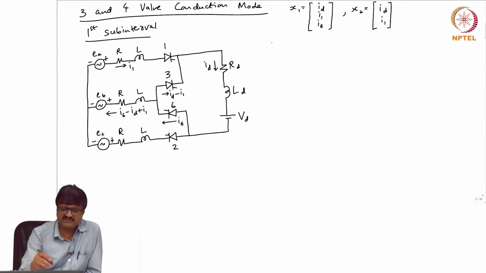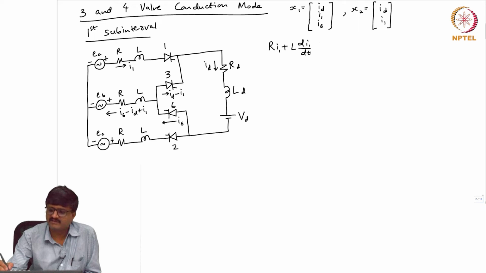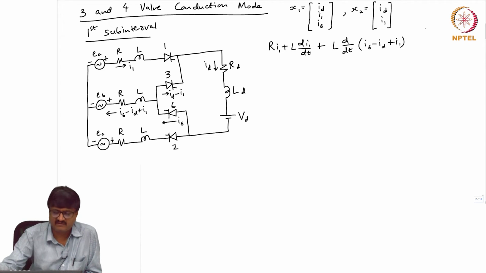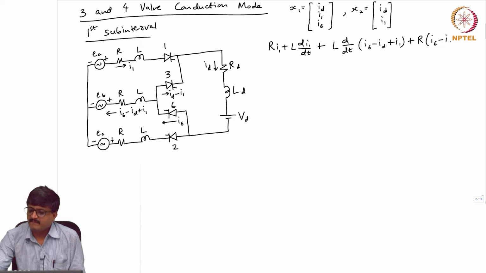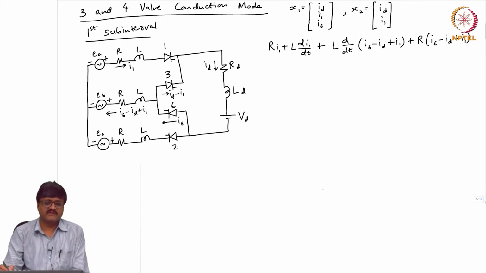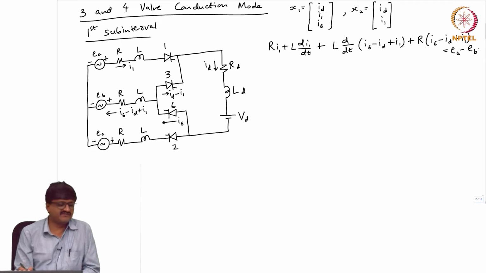The first loop consisting of EA, EB, R, L and the valves 1 and 3. So, it is R I1 plus L dI1/dt plus L d/dt of (I6 minus ID plus I1) plus R (I6 minus ID plus I1). So, this is equal to EA minus EB. That is the first equation.